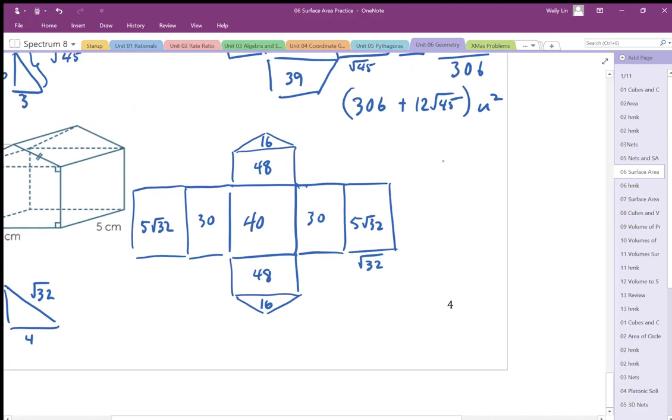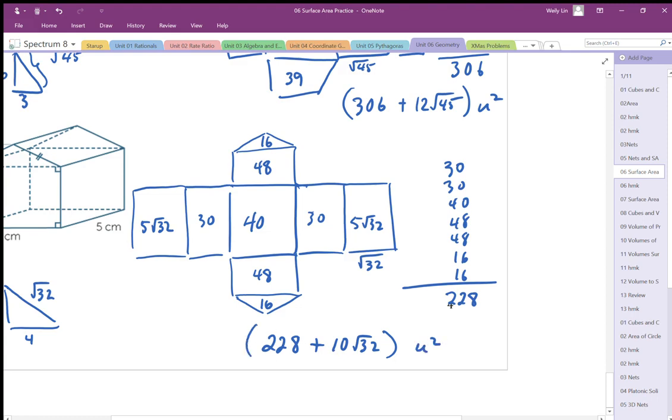Okay, so I'm going to end up with 30, 30, 40, 48, 48, 16, 16. Okay, so I've got all those surfaces plus my 2 roof surfaces here. Going to add that up. So that's going to be 128, 168, 198. Looks like 228. So it's going to be 228 is the whole parts, and then 5 plus 5 root 32 is 10 root 32. Okay, so this is going to be units squared. Okay, so again, if you wanted the decimal value for that, you can just plug that right into your calculator.